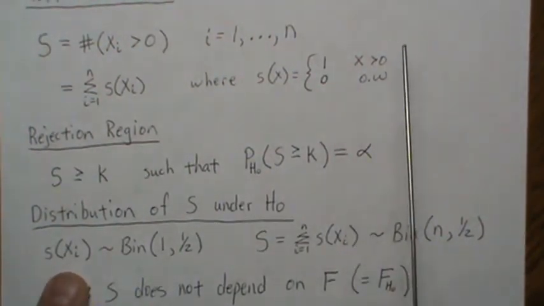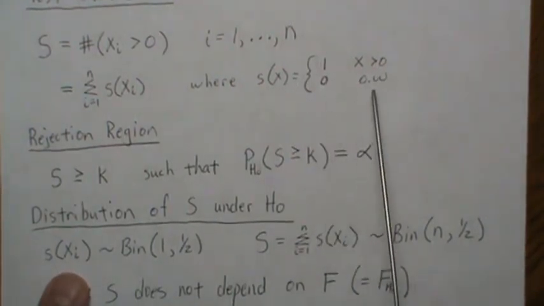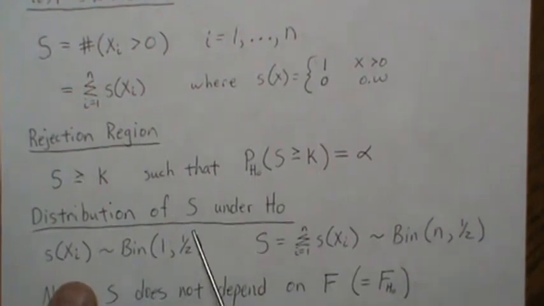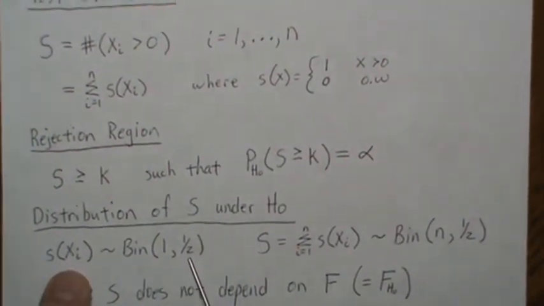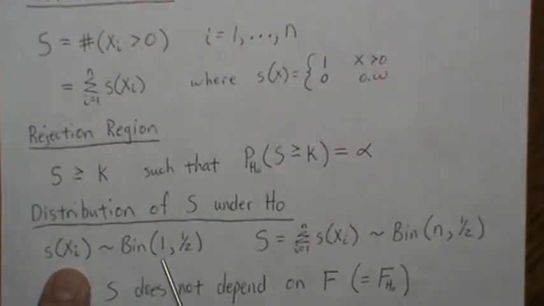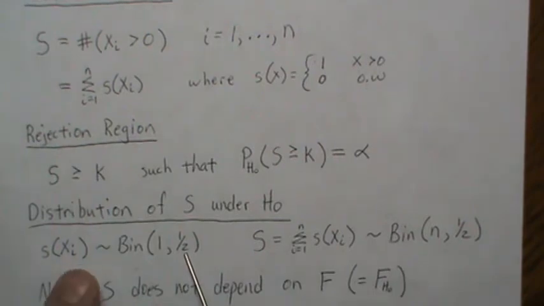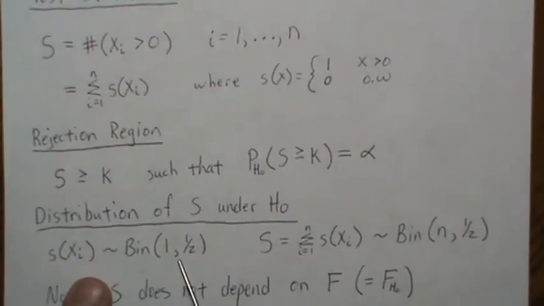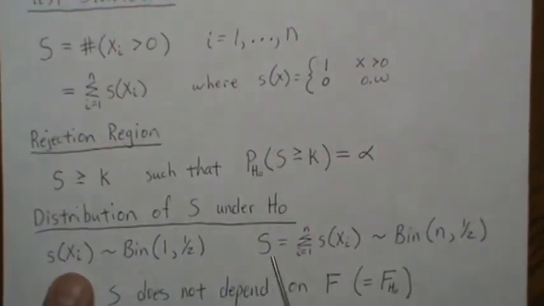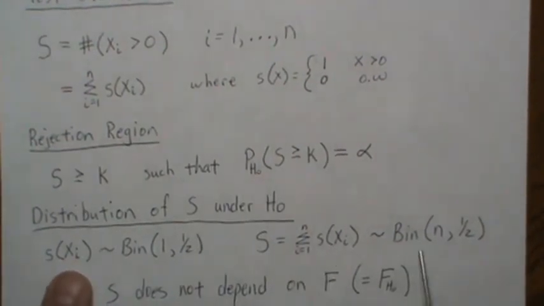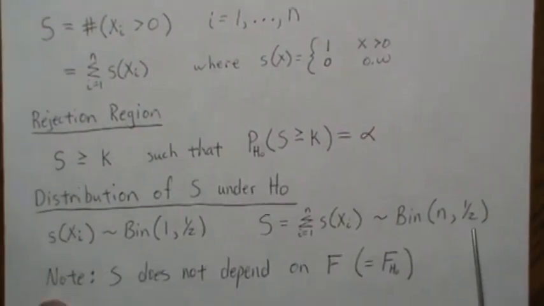We're either above 0 or not above 0. And under the null hypothesis, being above is 50%, or 0.5. So each of these S of x_i's is Bernoulli with p equal to 1/2. And of course a Bernoulli is a binomial. So now if we add up these Bernoullis, we get a binomial. We add up each of these, it's binomial n and 1/2.